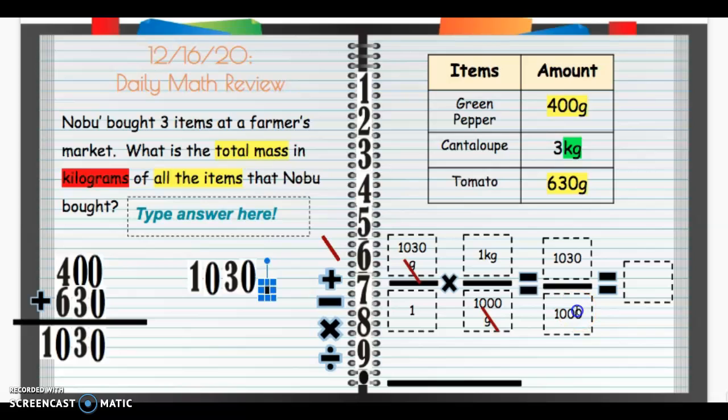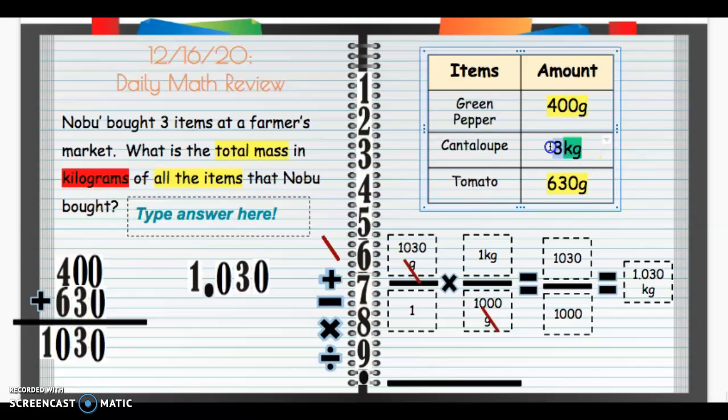You could swoop it. Since I have 3 zeros, that means I swoop it 3 place values. Swoop once, swoop twice, swoop 3 times. So if I were to divide 1,030 by 1,000, I would get 1.030 kg.